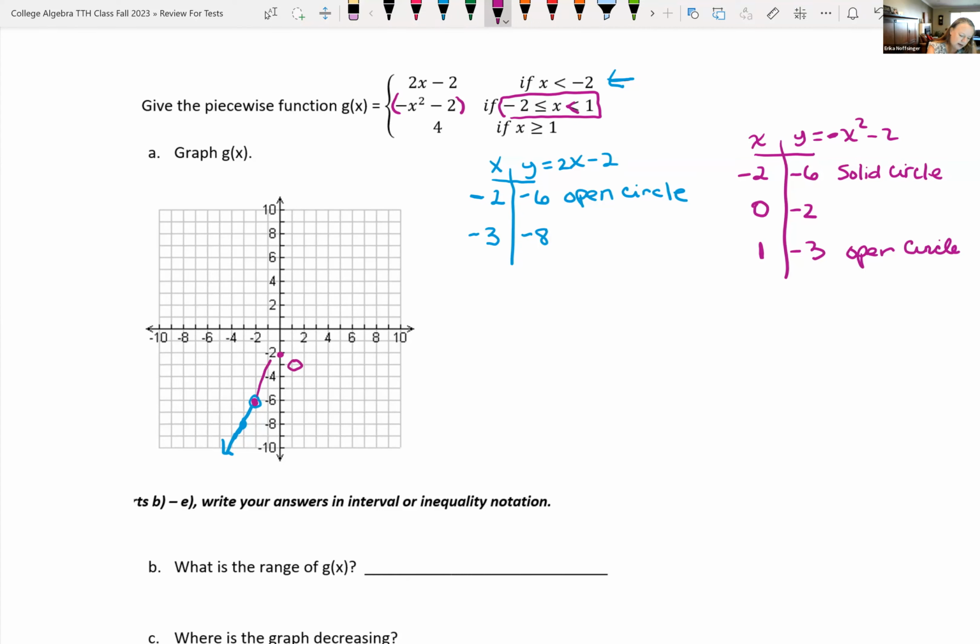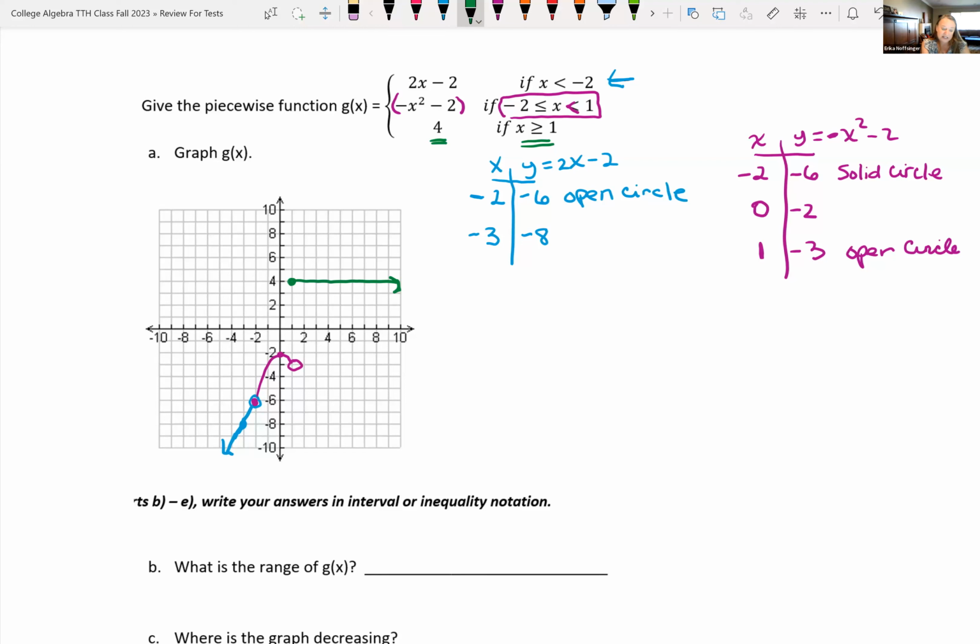So we have a parabola, upside down parabola shape right there. I don't want to extend that graph past -2 or 1. And then the last piece, I just have g of x equals 4, and that's for x is greater than or equal to 1. So I have a horizontal line at 4. At 1, it is a solid circle, so 1, 4 is solid, and then it's a horizontal line going off to infinity.